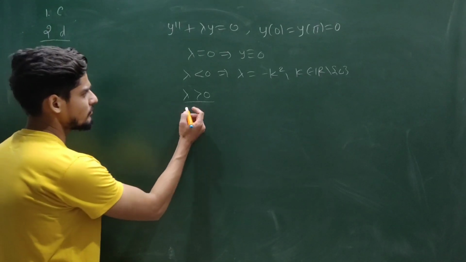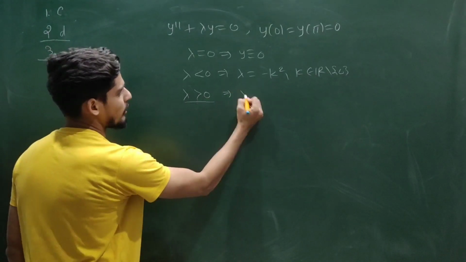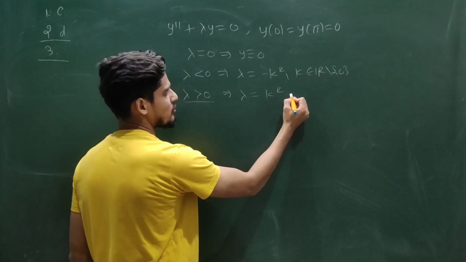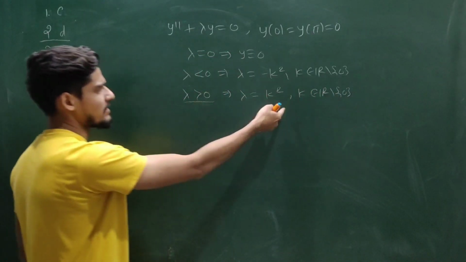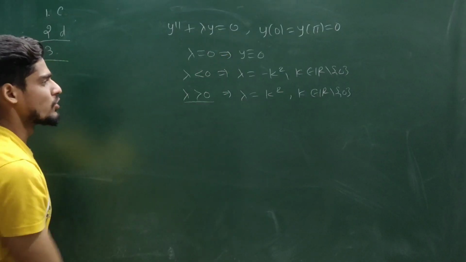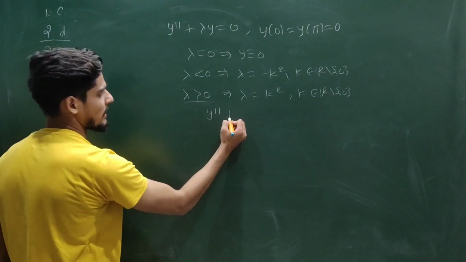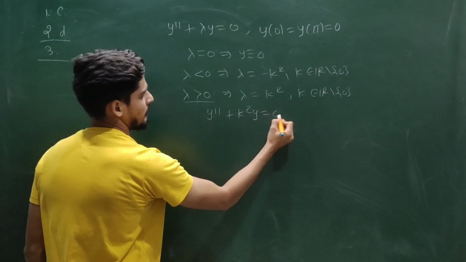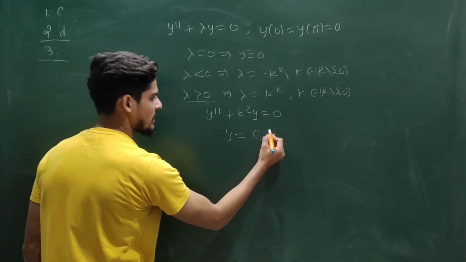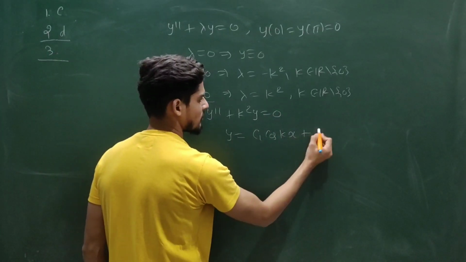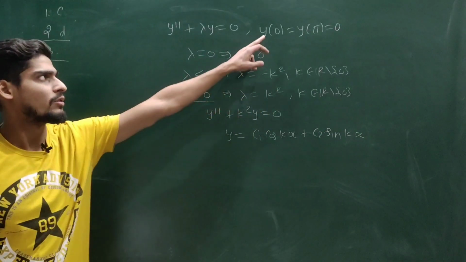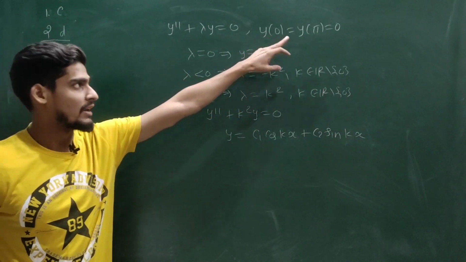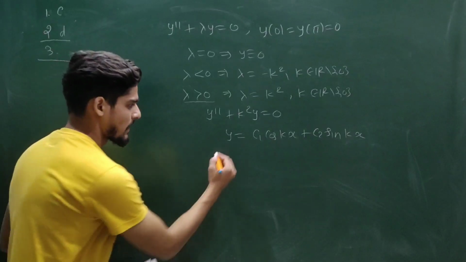Now, when lambda is positive, then you can assume your lambda is of the form k square, where k is some non-zero real number, because if it is 0, then this case will arise. So if you put this, then your equation will look like, now the solution will be c1 cos kx plus c2 sin kx. Now apply the conditions. Y at 0 taking value 0 will give you c1 is 0.